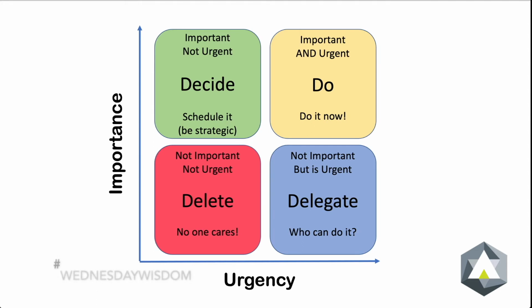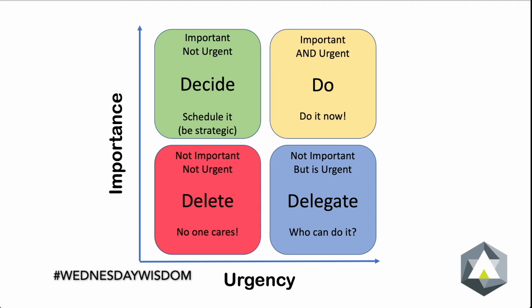In the upper right, things that are important and urgent. President Eisenhower would do those because those need to be done now. And in the upper left is an interesting quadrant where it's important but not urgent. So President Eisenhower called this the decide quadrant, and he would schedule that work and be strategic about it.